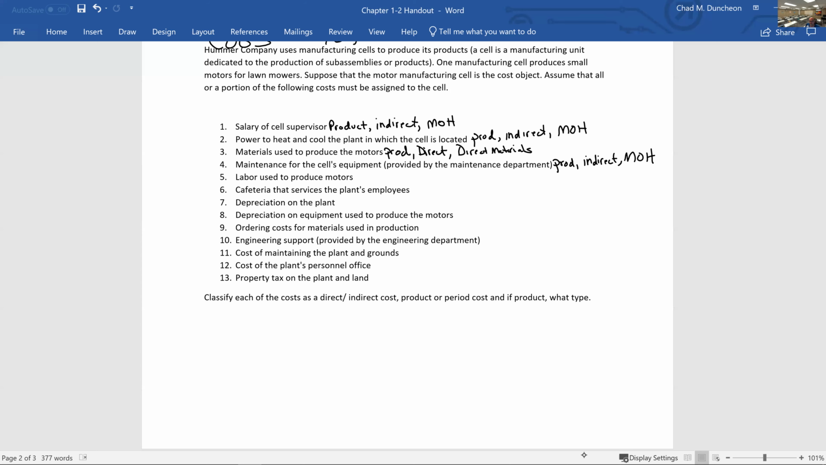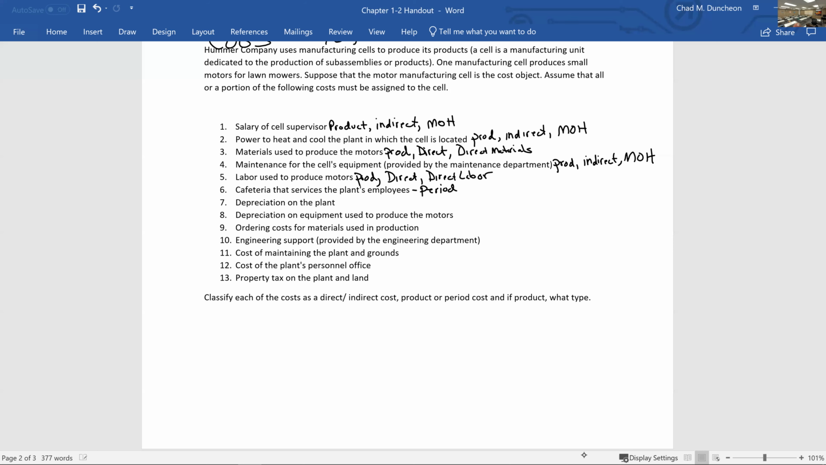Labor used to produce motors. That is a product cost because it's used in production. Direct, because they are producing the motors, and direct labor. Remember the salary of the cell supervisor up there, that was indirect labor. And all indirect becomes part of overhead, whereas direct labor is its own category, direct labor, but they're both product cost.